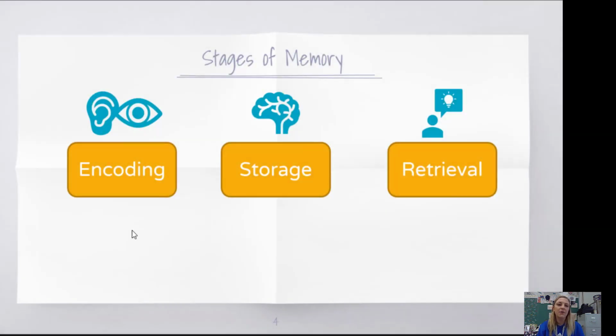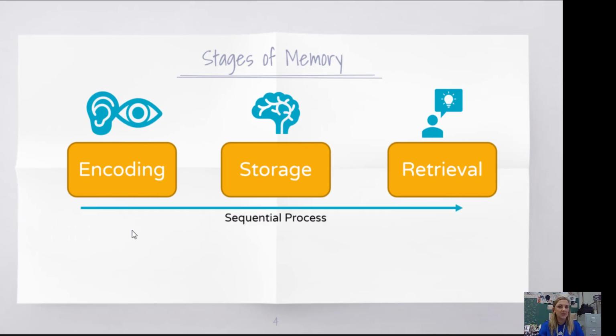There's 3 different parts of memory. Memory follows a sequential process, and those 3 parts are the encoding of memory, the storage of memory, and the retrieval of memory. All of those pieces are important, and different problems can occur at each stage of the process. That really will determine how well the memory is used. So let's start by talking about these different stages and what they mean.